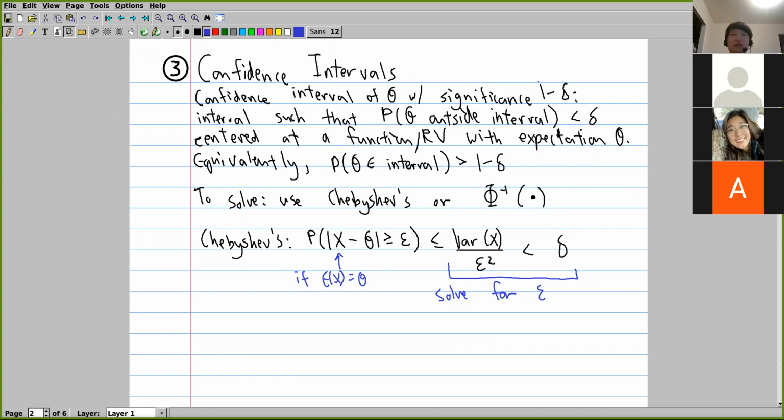The reason it's 1 minus is that you might want a 95% confidence interval, but your delta is actually going to be 5%. You want the chance that it lies outside the interval to be 5%. So that's sort of why it's delta. Alternatively, you want it to lie inside the interval with pretty high confidence, which is 95%, or 1 minus delta. Delta is small, which means the overall confidence should be pretty close to 1.